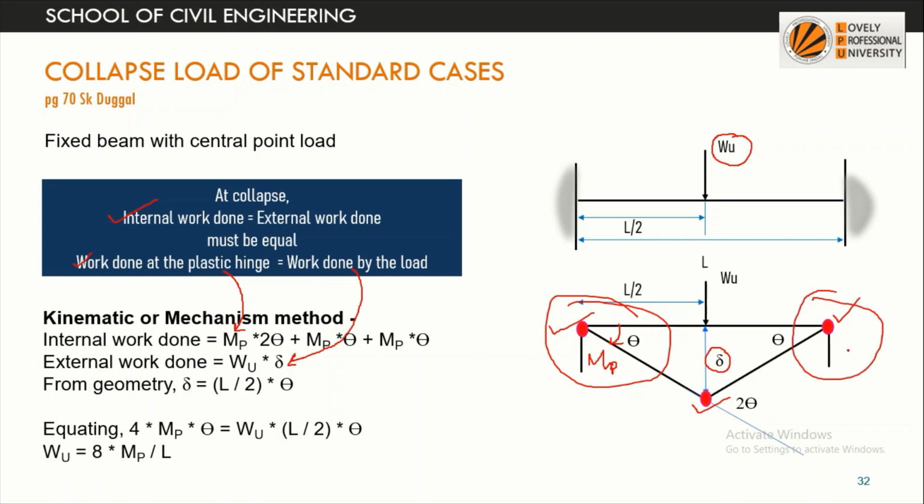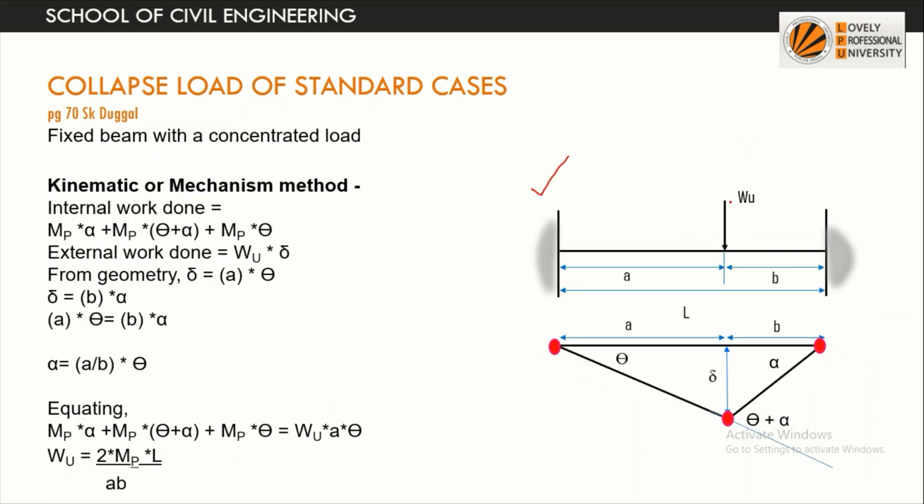Again for this point it will be MP into this rotation theta, and this angle is 2 theta. Angle theta plus theta is equal to 2 theta. So this value will be MP into 2 theta. So when we equate the internal work done and external work done, we'll get WU is equal to 8 MP by L.